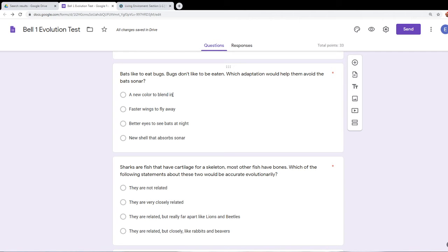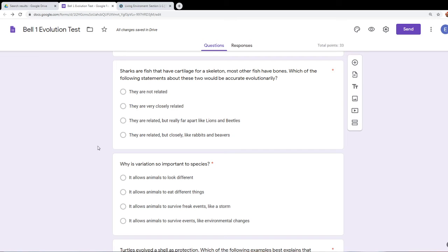A new color to blend in, faster wings to fly away, better eyes to see bats at night, or a new shell that absorbs sonar? So one of these is really going to help them survive so the bats don't eat them. Is it going to be a new color to blend in, faster wings to fly, better eyes to see, or a new shell that absorbs?